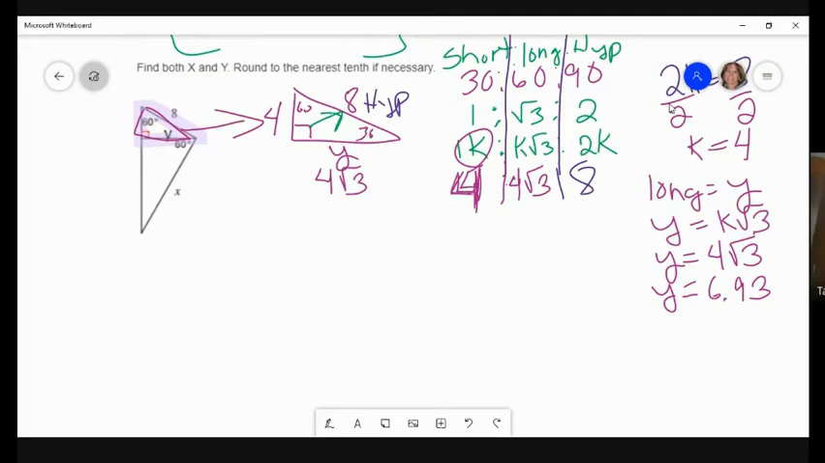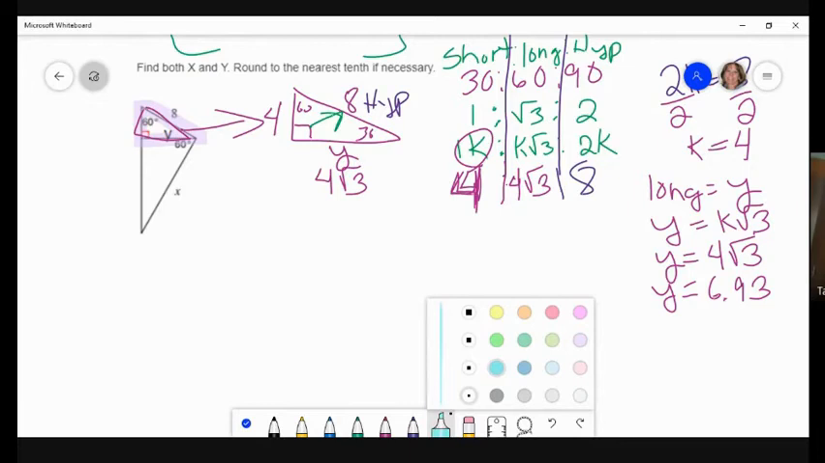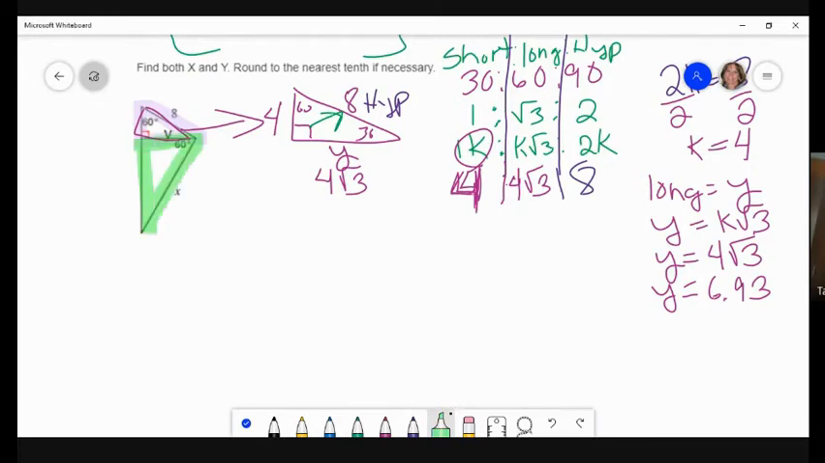Okay, so now we've got to take that information and move down to the other triangle. So now we're going to look at this triangle, and I will transpose him.